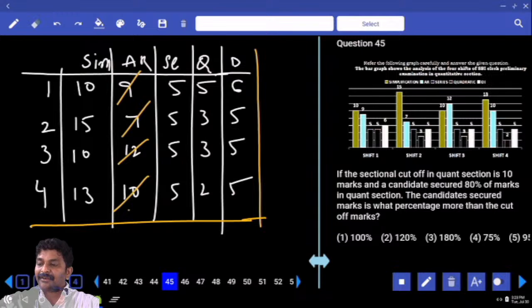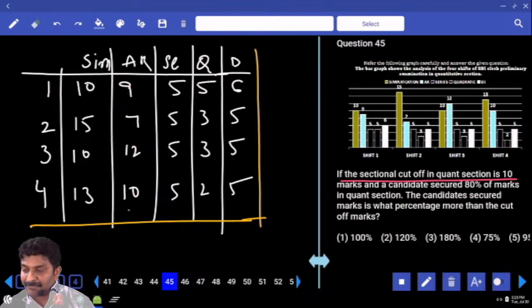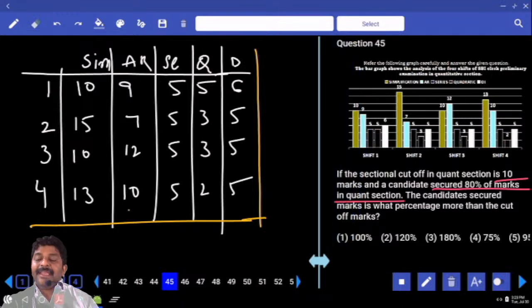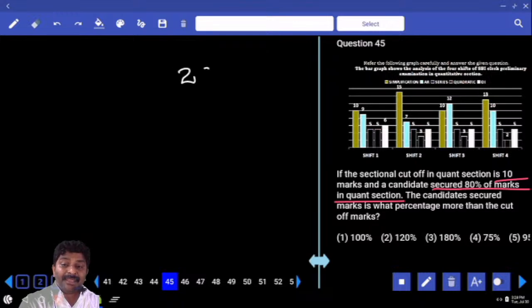If the sectional cutoff in the quant section is 10 marks and a candidate secured 80% of the marks in the quant section, the candidate's secured marks is what percentage more than the cutoff mark? Okay. Now, sectional cutoff in quant section is 10 marks. How many questions are there in this section? 35. A candidate secured 80% of the marks in quant section. 80% of how many marks? 35, which is 28 marks.